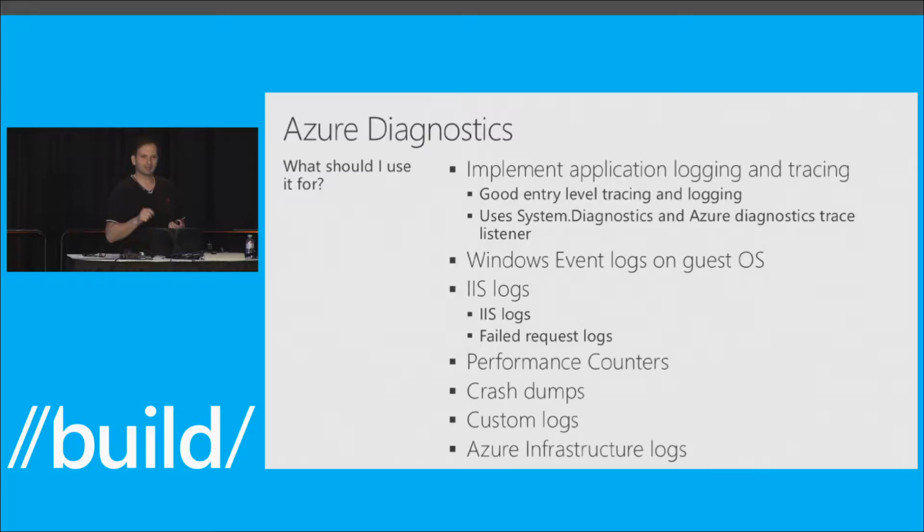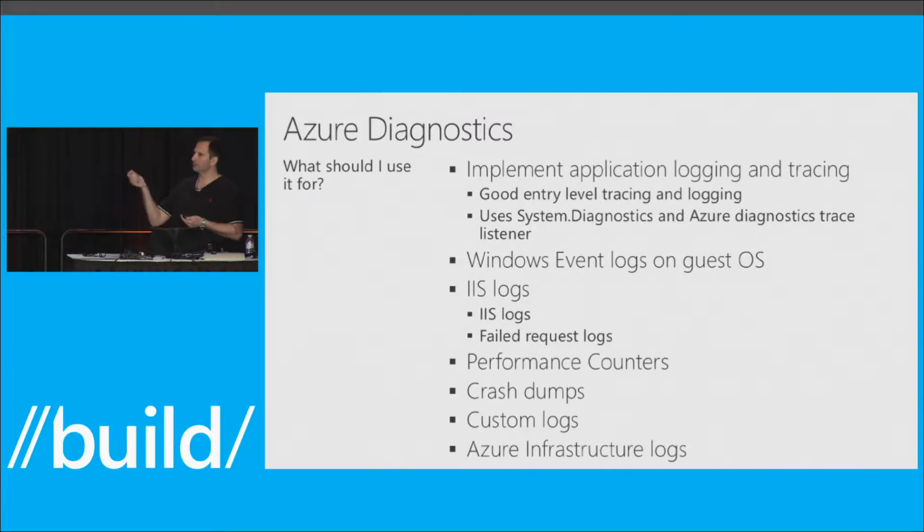On the failed request logs, there's a note. We don't set that up by default in Visual Studio, so you would need to do this manually. It's basically an entry in the web.config. Further, you can configure and specify performance counters. You can add custom performance counters. You can collect crash dumps. You can define custom logs, and you can get some Azure infrastructure logs.